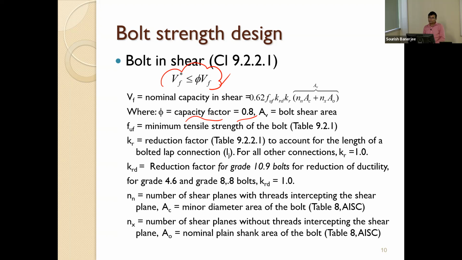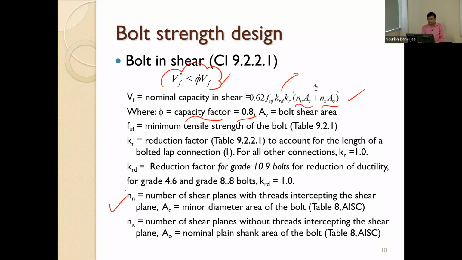Now, the V_f, which is the nominal capacity of shear, is actually given by this expression. In this expression, only in this 2020 version of the standard, we have this k_rd added. All other factors were there before. So what are those? If you look at this A_v, which is the bolt shear area, it is comprised of two terms, the first term and the second term. Now, what is the first term?